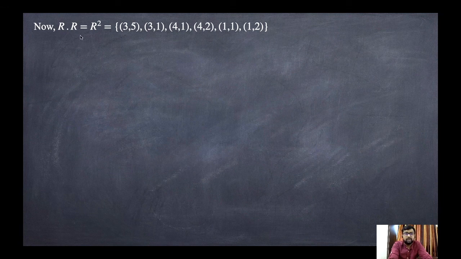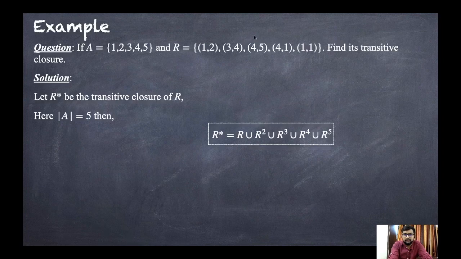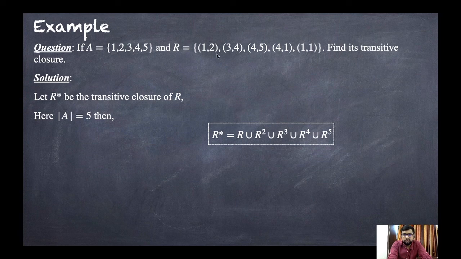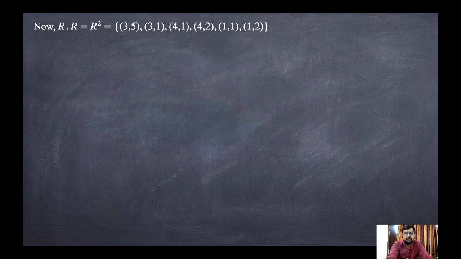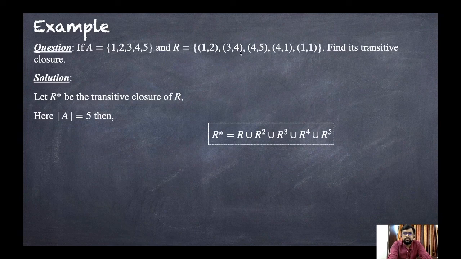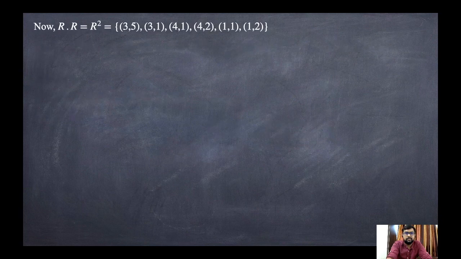So first, what will be R dot R? That is R square. Now what is R here? R contains 3 elements. Now 1 goes to 2, and here 1 goes to 2. So that means (1, 2) entry will be there. Then next, 1 goes to 1, so (1, 1) entry will be there. Next, 3 goes to 4 and 4 goes to 5, and also 4 goes to 1. So (3, 4), (4, 5), (3, 4), (4, 1). So (3, 5) and (3, 1) entries will be there. And in the same manner, (4, 1) and (4, 2) will be there. So this is how we can calculate R square.